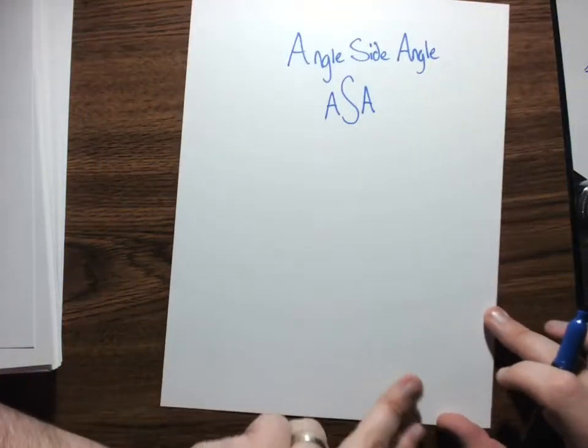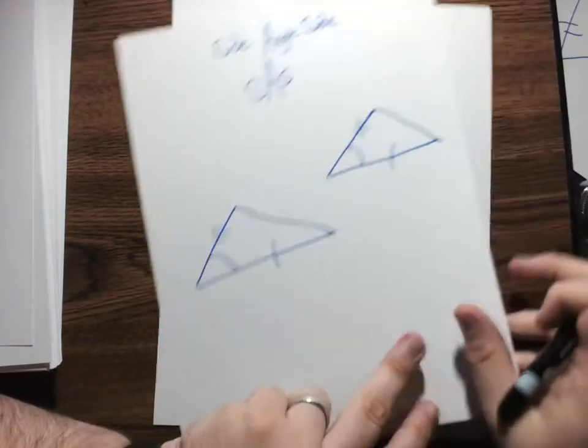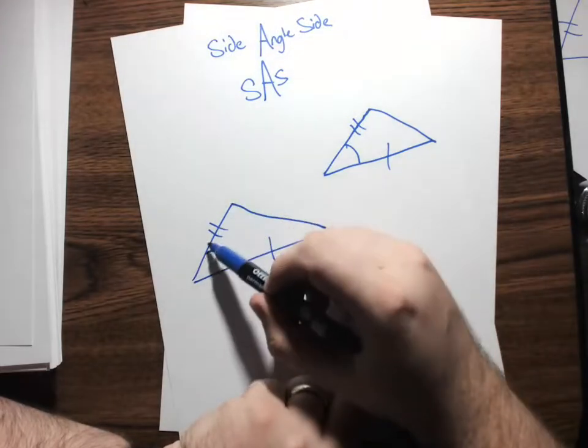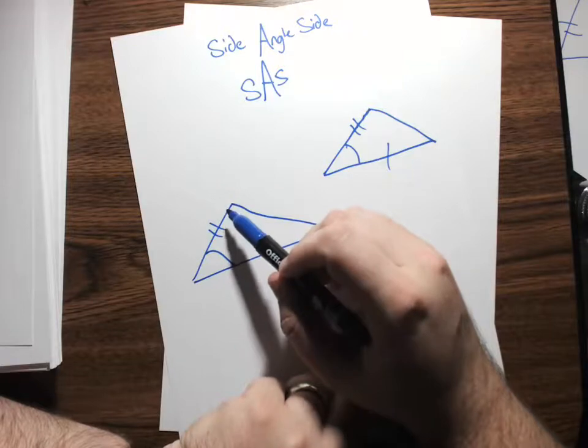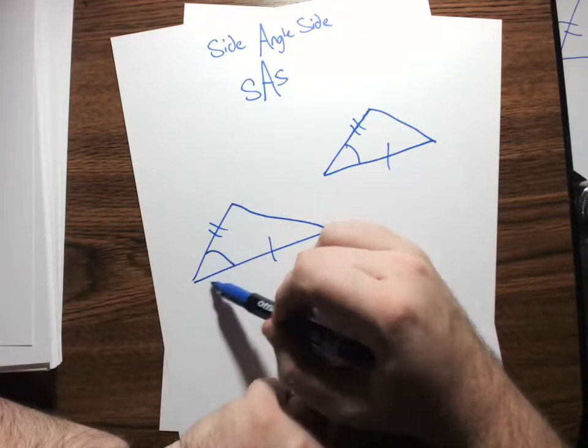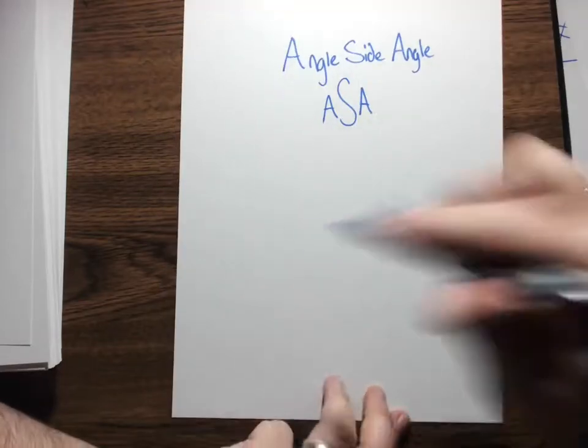Now let's talk about angle, side, angle. So with angle, side, angle, where side, angle, side had an included angle, by the way, let's talk about included real quick. If you look, this angle is being formed by the two sides. So if I was to just go naturally, I would go side, angle, side. Now, with this one, it's angle, side, angle.